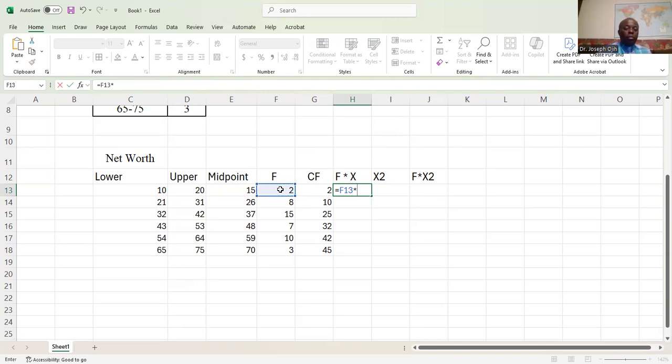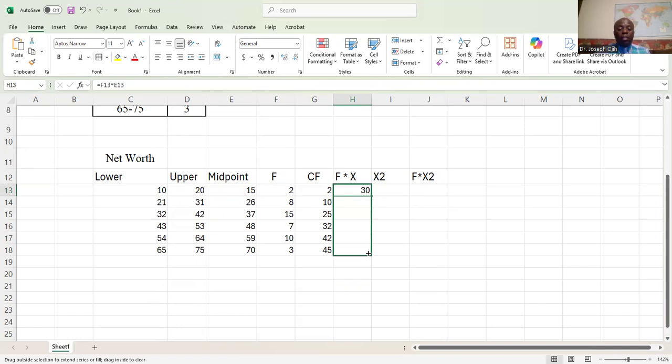Okay. Now next will be frequency times x. Asterisk is the multiplication symbol. Frequency times x, where x is the midpoint here. So for this one, we use x as the midpoint. And then again, copy it down to calculate the rest of them.